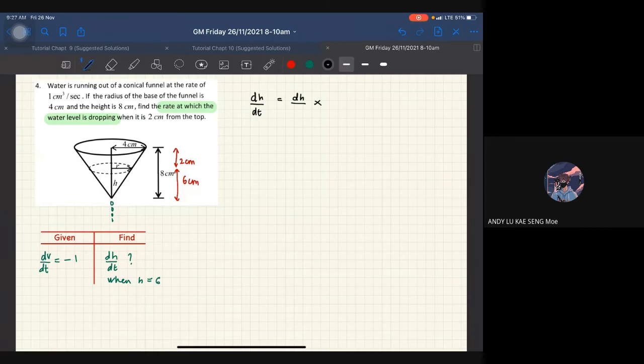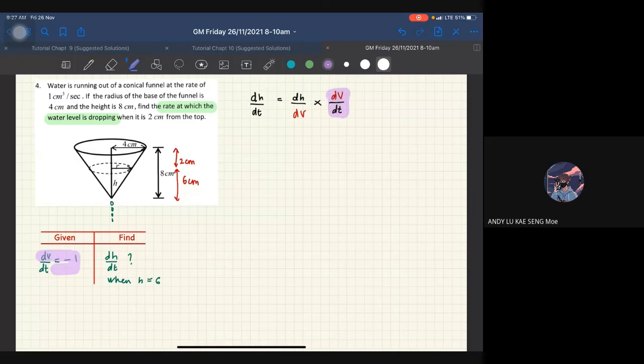dH dV. So kita ada satu formula yang boleh relatekan volume and also height of cone. So the formula is, let me change my color first. So volume is equal to 1 over 3 pi r cube. This is the volume of cone.